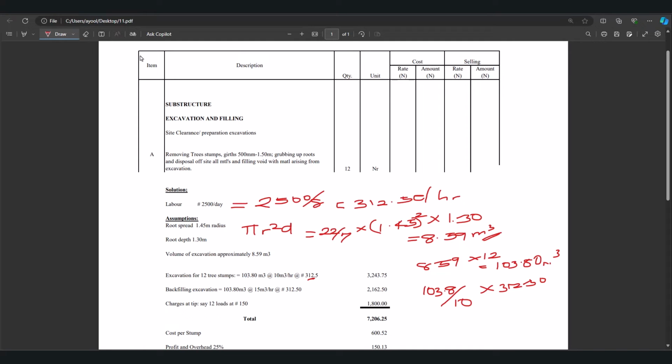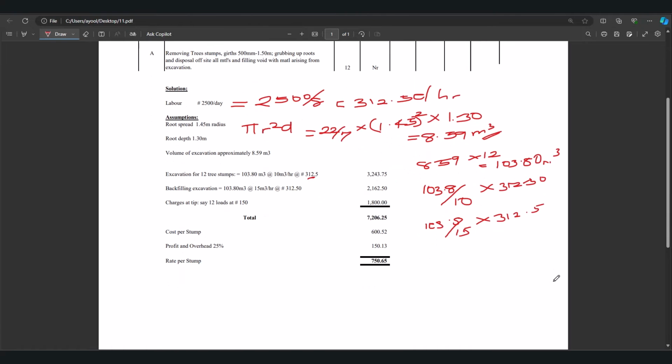It's going to give us 3,243.75. Now we are going to backfill the excavated area. So it's going to be backfilling excavation at 15 cubic meter per hour. We are going to be doing the same thing: 103.80 divided by 15 multiplied by 312.5. So it's going to give us 2,162.50.